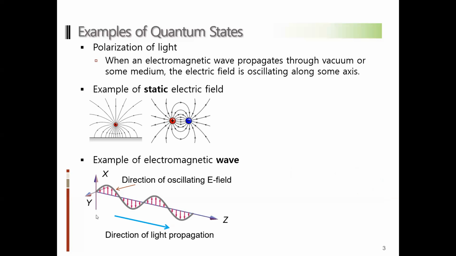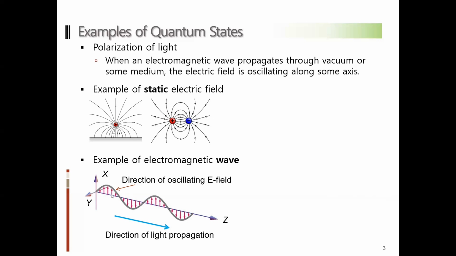And as I mentioned, you should realize that when the electromagnetic wave propagates, it has a direction of propagation. And here I assume that it is propagating along the z direction, the z axis. On the other hand, the electric field is actually oscillating along the axis which is orthogonal to the direction of the propagation.